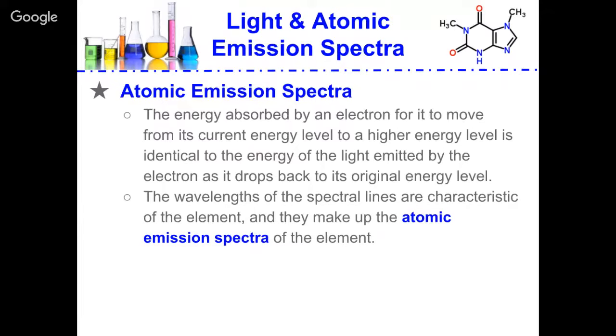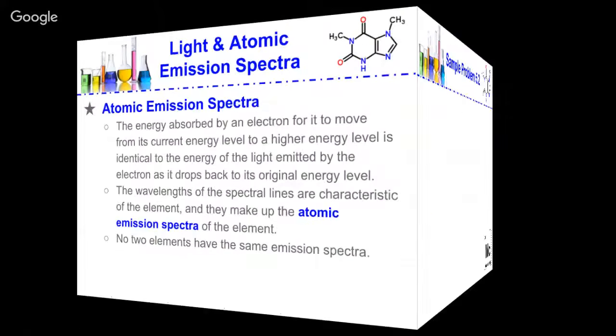The wavelengths of the spectral lines are characteristic of the element, and they make up the atomic emission spectra of that element, and no two elements have the same emission spectra. Think of these emission spectra as fingerprints for different elements. This is how physicists and astronomers can figure out what makes up the stars when they look at their emission spectra.